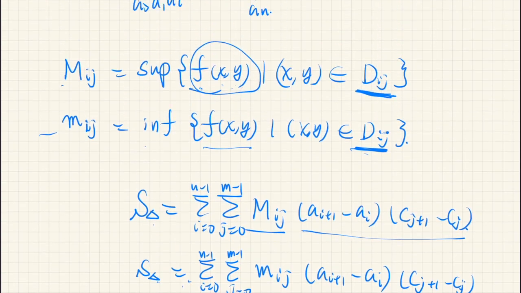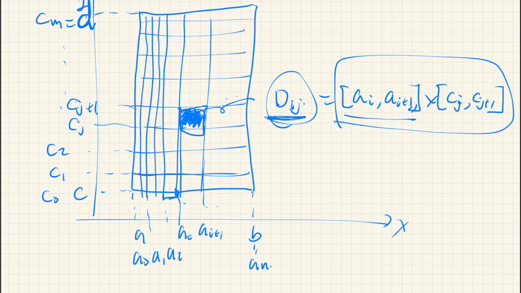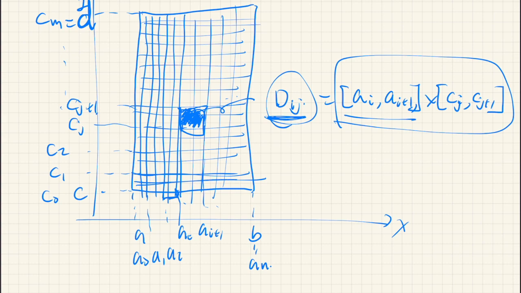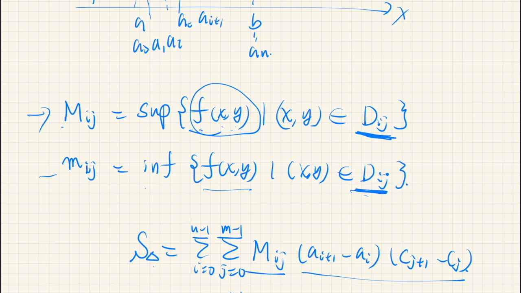Now, if we refine this partition, that means we make a finer partition by introducing more lines like this, then what would happen? We add some lines, both vertically and horizontally, so that we have a finer partition. Let's call that partition delta prime. So delta prime is finer than delta. The partition points of delta are also the partition points of delta prime, but not vice versa. Some of the partition points of delta prime are not partition points of delta, because delta prime is a refinement of delta. So in this case, what would happen to this supremum and this infimum?